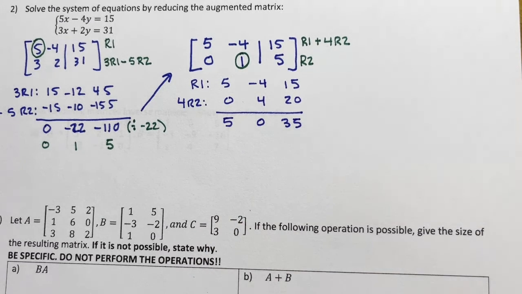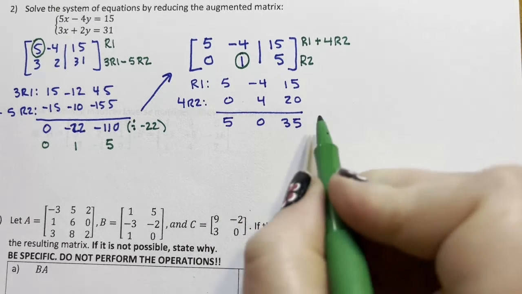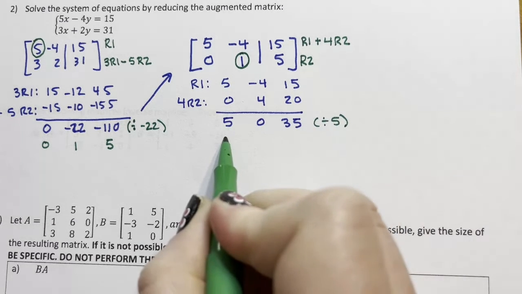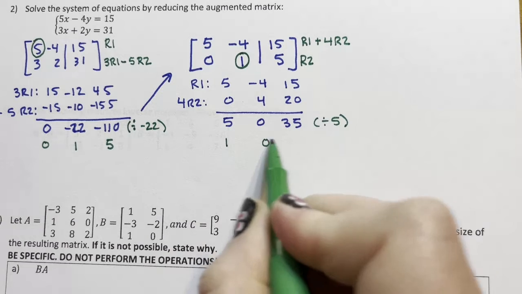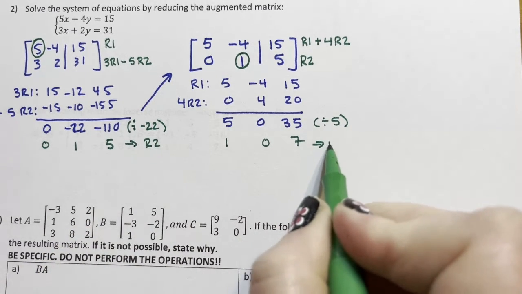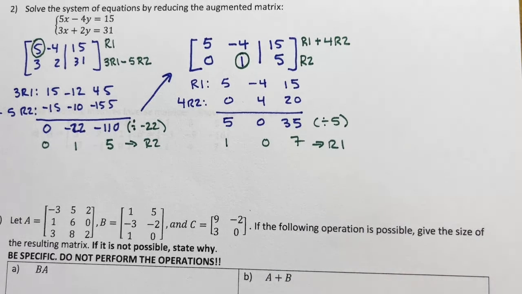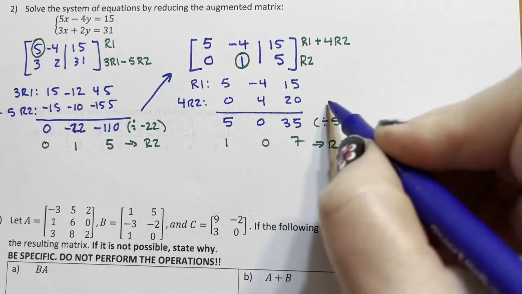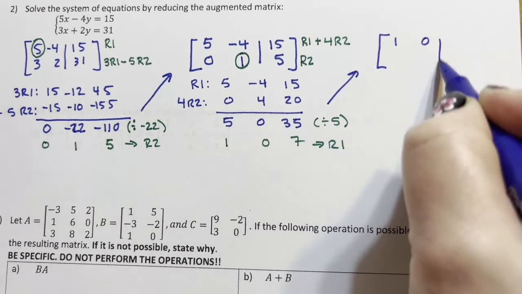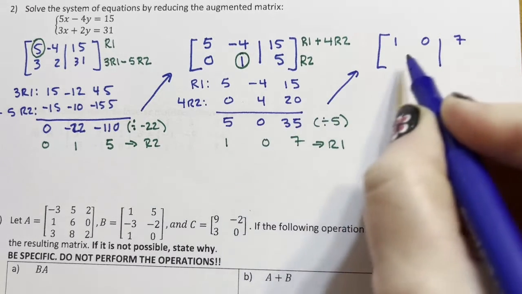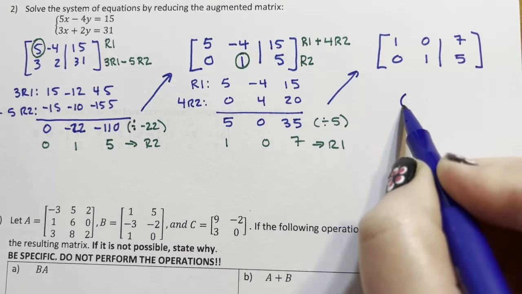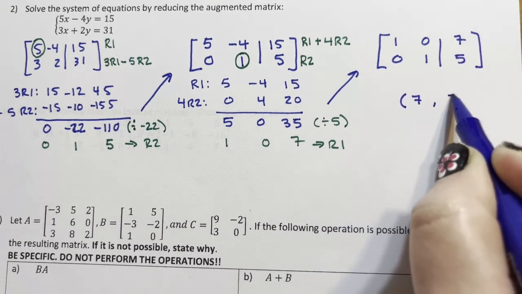Just like before, because 5 goes into 35, I'm going to divide this by 5, and I'm going to get 1, 0, 7. This went into row 2. This is going to go into row 1. I'm going to write my next matrix up here. Row 1 is 1, 0, 7. Row 2 is 0, 1, 5. This means my answer is 7, 5.